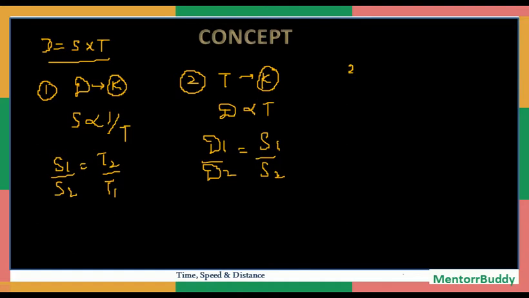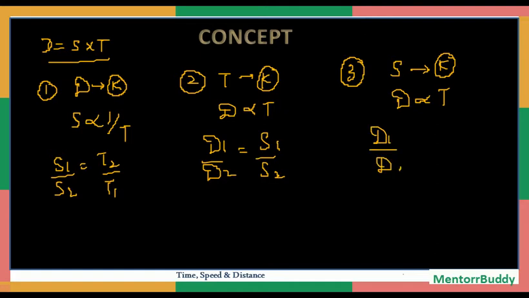And the final case, when my speed is constant, in that case distance will be directly proportional to the time. So in this case the factor time will decide what amount of distance will be covered. So in that case, if speed is constant, D1 by D2 is equal to T1 by T2.